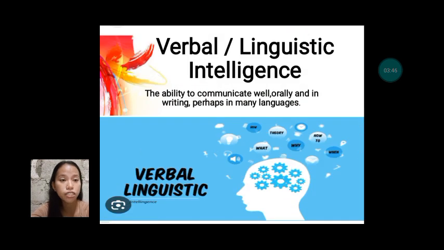The next one is the verbal linguistic intelligence, the ability to communicate well, orally and in writing, perhaps in many languages. People with linguistic verbal intelligence can remember written and spoken information and are able to explain things. An example of an occupation is a poet, writers, and orators.